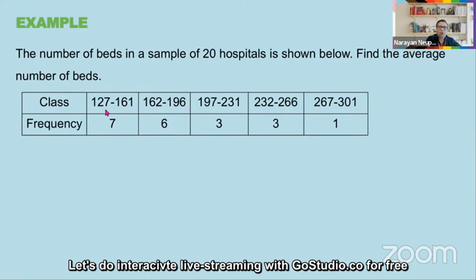So this one, the first one, means hospitals with the number of beds between 127 and 161. There are 7 hospitals. That is the meaning of that, right? So we have the information given like that. We have to find the average. So if I draw a table and put those values here, let's see what it will look like. Let's quickly draw a table first.